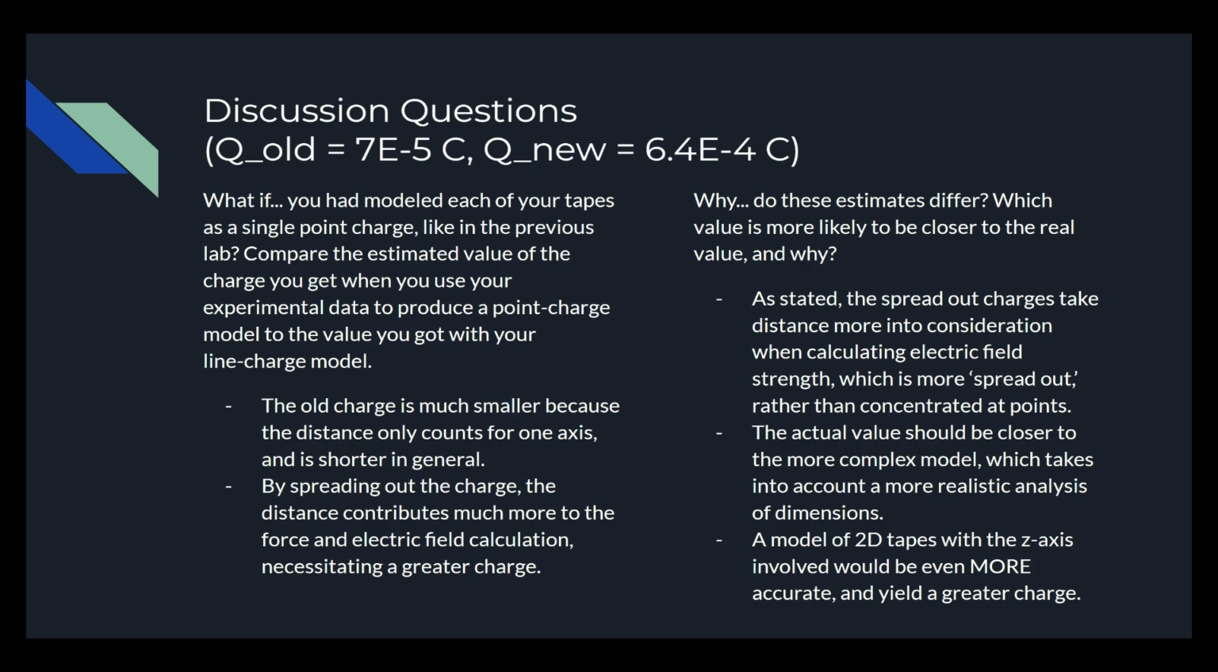So which value is going to be closer to the real one? Well, really, these spread out charges, if you want to say it that way, take distance much more into consideration with these two axes rather than just one. So the actual value should be closer to the more complex model, which more realistically models the spread out charges. And so a perfect model would actually even include a z-axis with 2D pieces of tape, and that would yield an even more accurate charge.